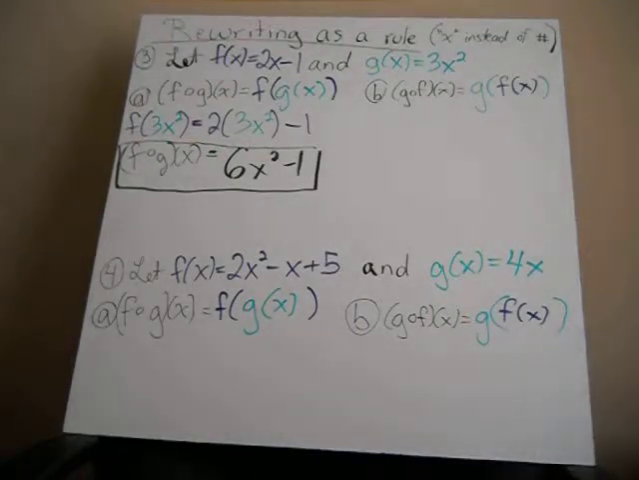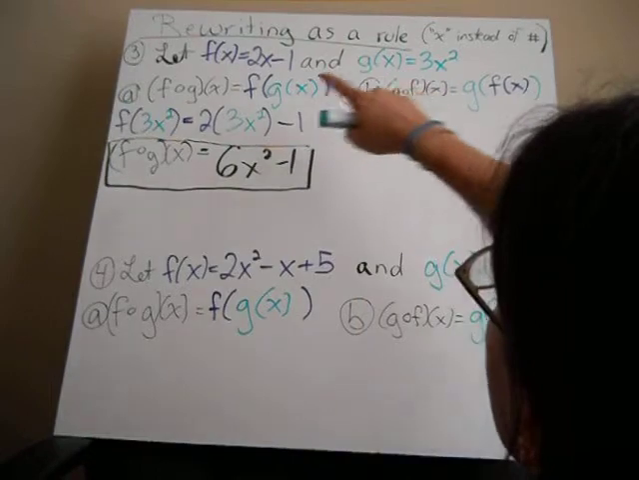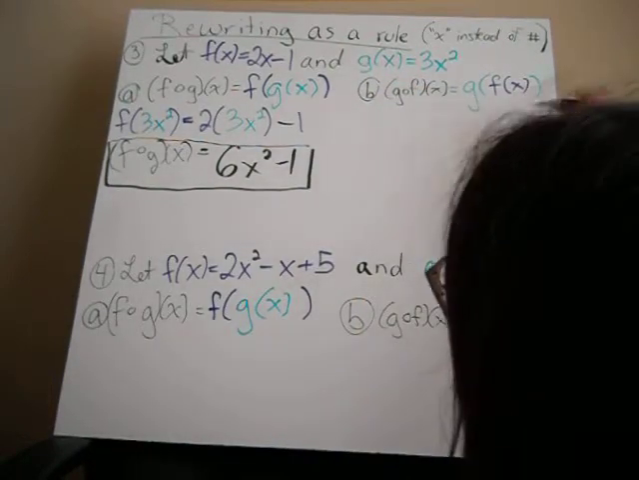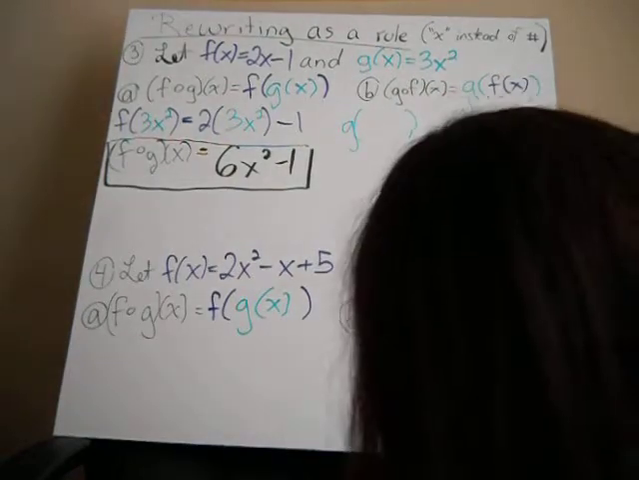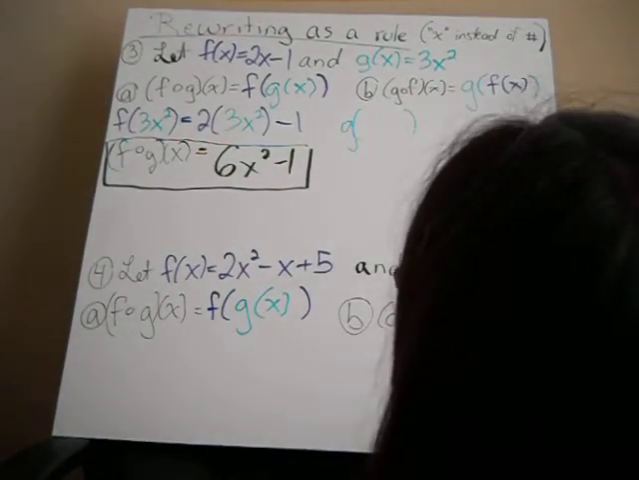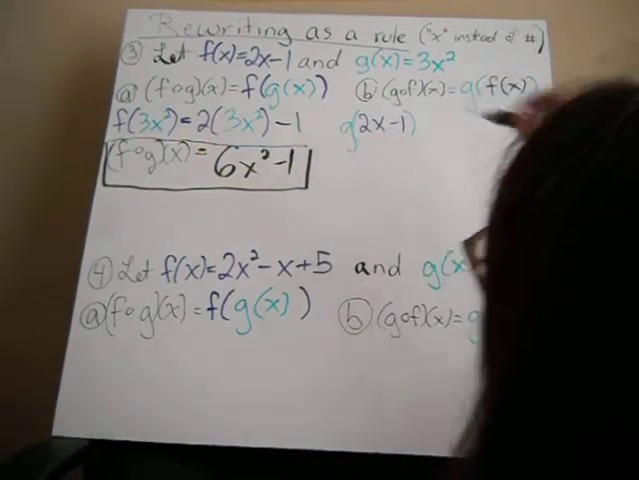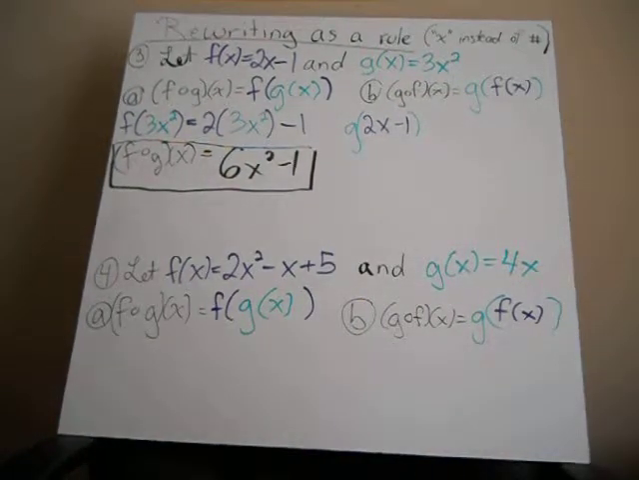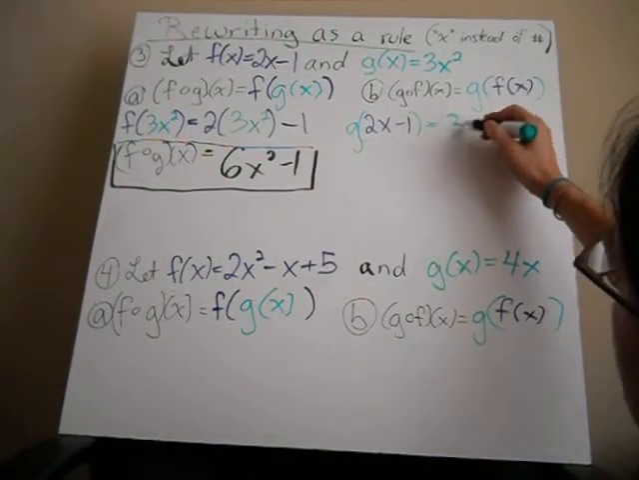If we're sticking f inside of g, that means everywhere there's an x in g of x, we're going to put all of f of x. And f of x we know is 2x minus 1. So what we're doing is evaluating g for 2x minus 1. So every single place there is an x in g, we're going to be putting 2x minus 1.